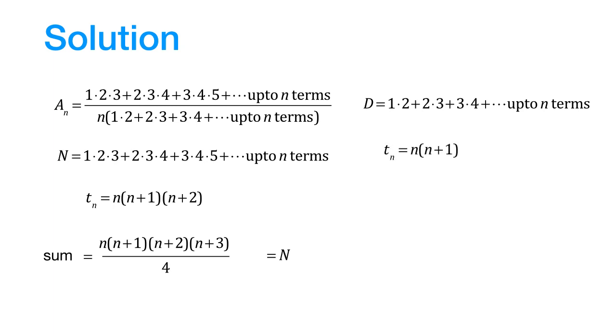Now the nth term in this case is n times (n plus 1). We can find out the sum of this series in the similar form as before, and we find that the sum is equal to n times (n plus 1) times (n plus 2) divided by 3. And this is equal to D. Now let us look at a_n. So a_n would be given by this expression, N divided by D.